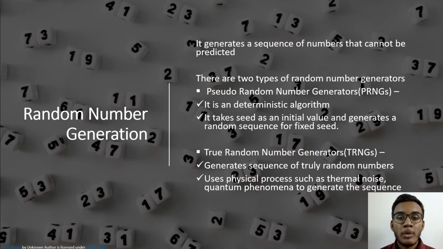The truly random number generator. It generates a sequence of truly random numbers. It uses physical processes such as quantum phenomena or thermal noise to generate the sequence.